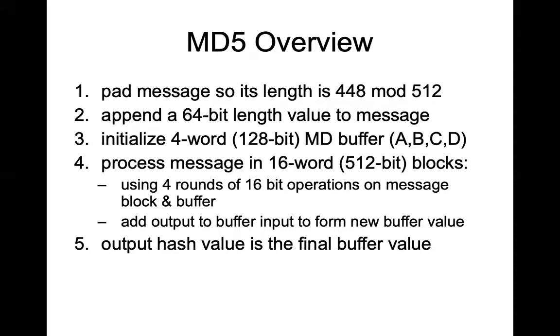Okay, so here's how it works. You take an arbitrary size message and you pad it so that the length is 448 mod 512. That is, when you divide the message length by 512, the remainder should be 448. And then you append a 64-bit value to the message. Then you initialize a 4-word, which is 128-bit buffer, and you process this message in 512-bit blocks. So 16 words is 512 bits. And then the final buffer, whatever you get, is the hash value.